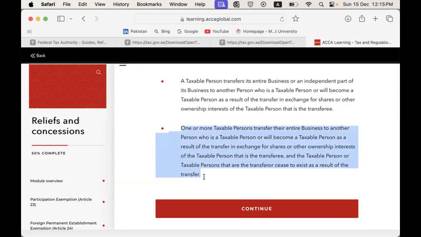In accounting or company law terms, what do we call this transaction? Can somebody tell me? Cease to exist. Acquisition? No, but in acquisition, the subsidiary exists. Liquidation? Merger then.